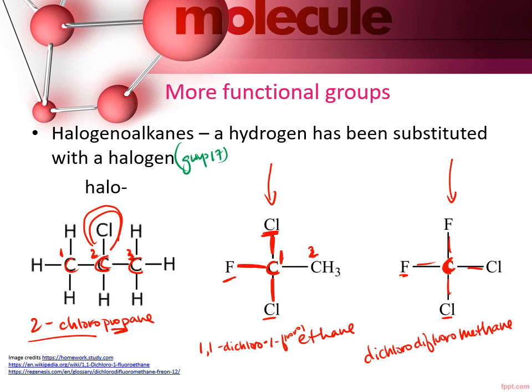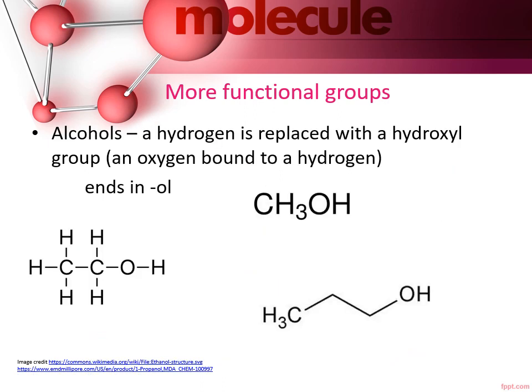I do not have to say 1,1-difluoro, because there's only 1 carbon. So of course they're on carbon number 1. We can ignore the numbers. Good? Good. All right, so let's look at alcohols.